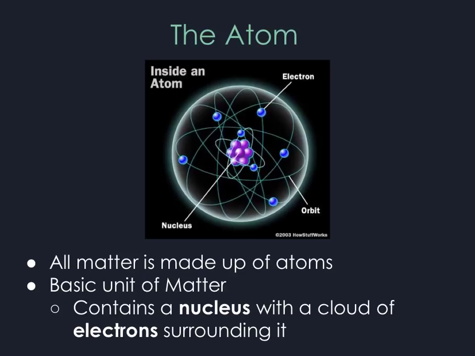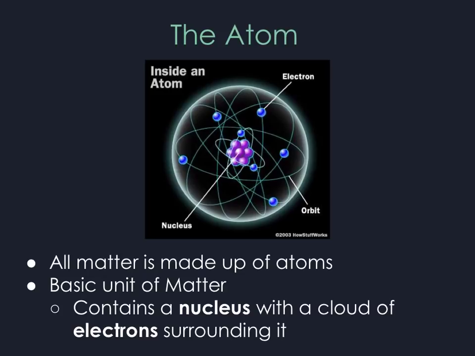So all matter is made up of atoms. Atoms are the basic unit of matter. So think back to bio, where cells were the basic unit of life. Atoms are the basic unit of matter. So crazy town, cells are made up of a ton of atoms. Oh, crazy. So inside the atom, there is a nucleus, just like inside the cell, there's a nucleus.